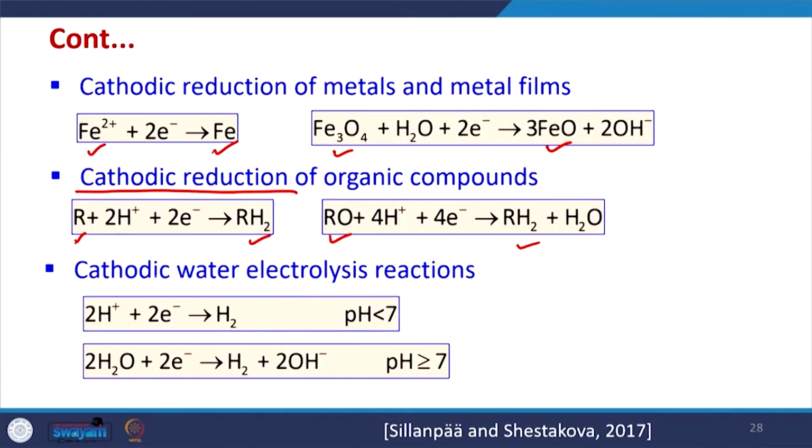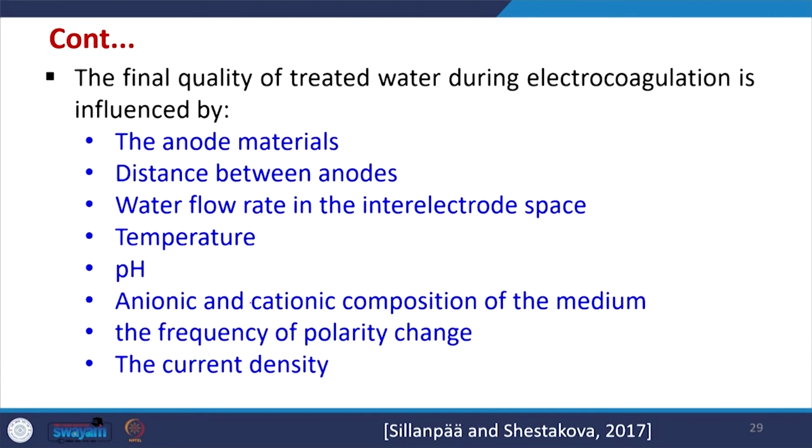Then cathodic water electrolysis reaction is also possible depending upon pH. If pH is less, this reaction will dominate; if pH is more, this reaction will dominate. This is how the H2 generation reaction is happening.